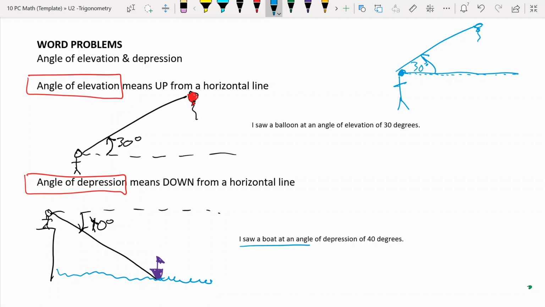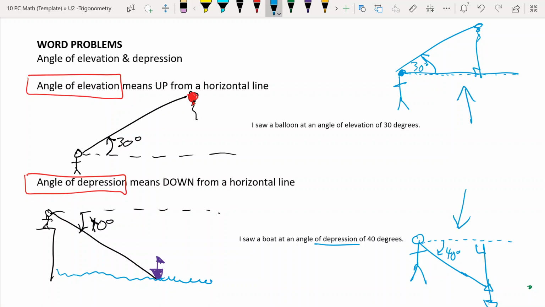In this situation, I saw a boat at an angle of depression of 40 degrees. So again, you have your person, the horizontal line, and the 40 degrees is going down this way. And then you have a boat, whatever it was, and that's your right angle triangle. Being able to draw these triangles based on situations being described is one of the hardest parts of this unit, because hopefully the formulas aren't very complicated for you. This is going to take some practice, but these words, depression and elevation, you need to be comfortable with reading and sketching pictures.